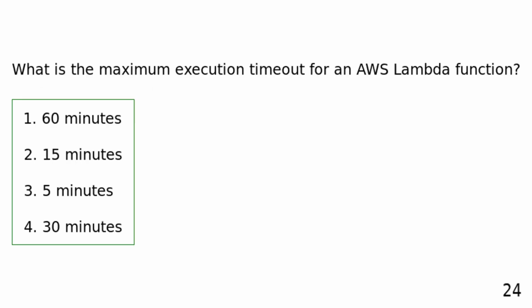What is the maximum execution timeout for an AWS Lambda function? 60 minutes. 15 minutes. 5 minutes. 30 minutes.